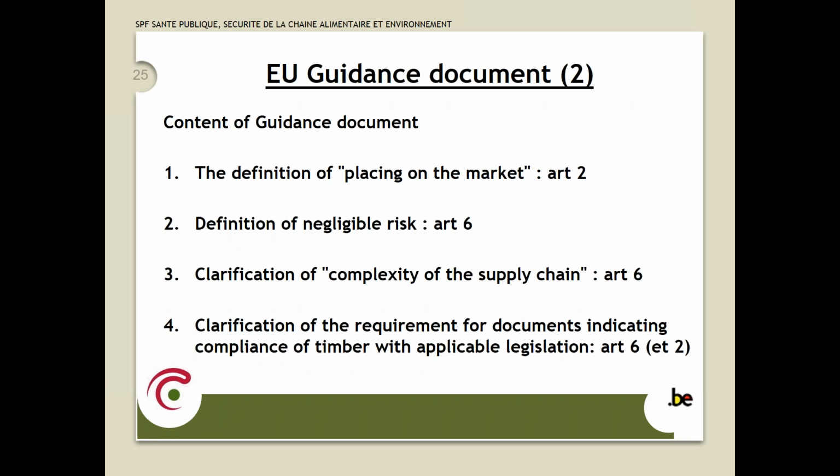As it explains a lot of unclear parts of the timber regulation. Here are the first 4 points, and the 4 most important points, I think. So like the definition of placing on the market, what's a negligible risk, what do you understand about complexity of the supply chain, and which documents are required for indicating the compliance with the applicable legislation. Next slide.